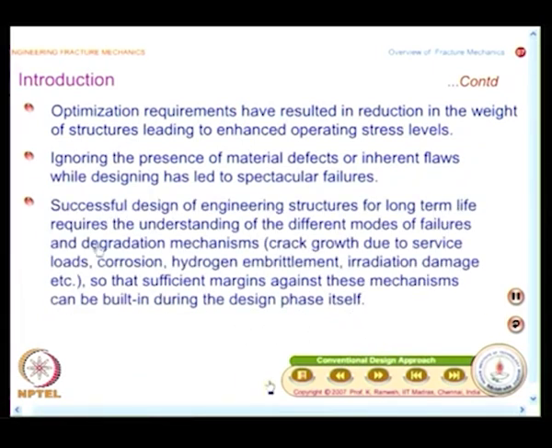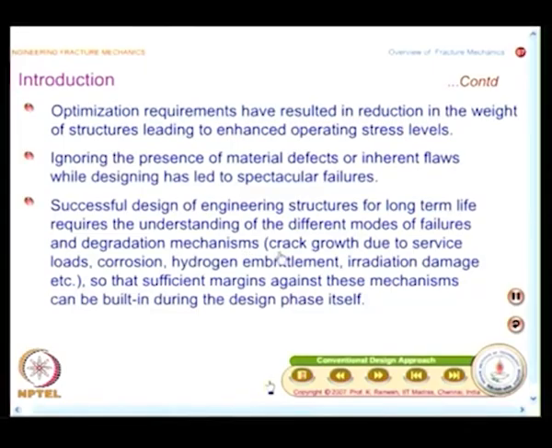So, finally, if you want to have a successful design of engineering structures for long term life, it requires many things. It requires understanding of the different modes of failure and degradation mechanisms. This was never understood in conventional design. Only in modern design do you also look at the degradation mechanisms. So, this fundamentally makes a difference in the damage tolerant approach. So, you have to understand the degradation mechanisms, and what are they? Crack growth due to service loads, problems due to corrosion, and also special problems due to material becoming brittle.